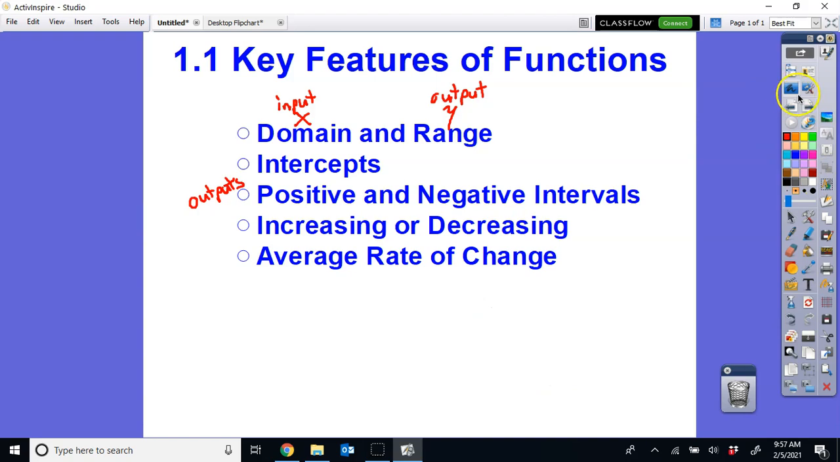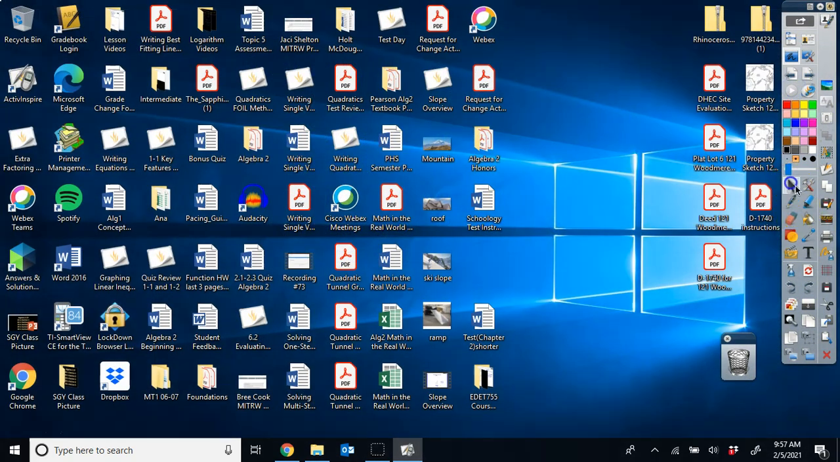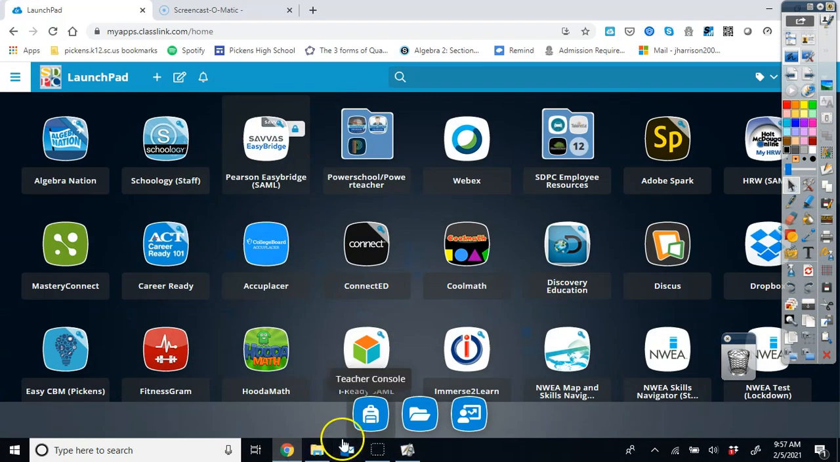So, first thing I'm going to show you is how to actually go through and access the textbook. So when you are on Launchpad, you need to find this Savvas Easy Bridge. It says Pearson Easy Bridge, SAML underneath it. You need to find this, and you can actually move it around like you do the apps on an iPhone or even an Android device. You can move it around.